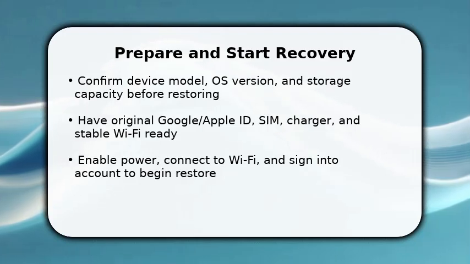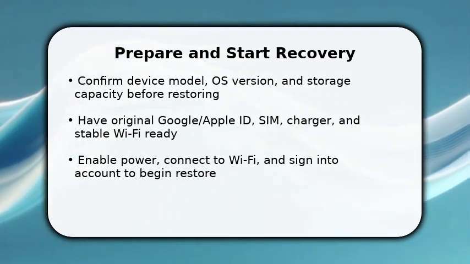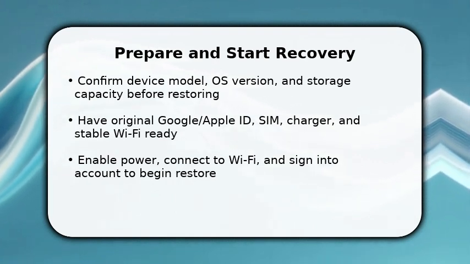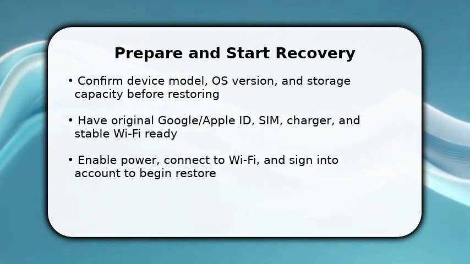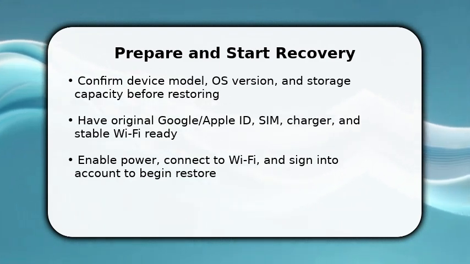You begin by confirming your device model and OS so you pick the correct backup. This matters because restores differ between manufacturers. Once you have your Google or Apple ID credentials, insert the SIM, connect power, and join a stable Wi-Fi network. Now start the setup wizard and sign into your account when prompted.